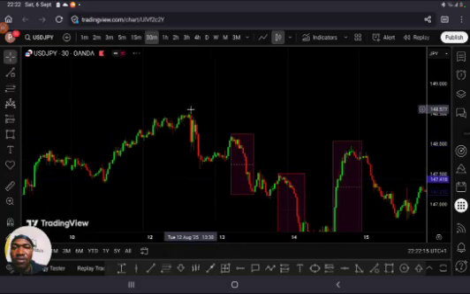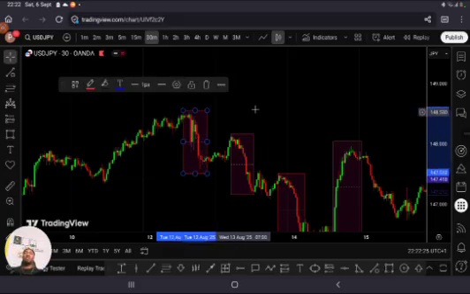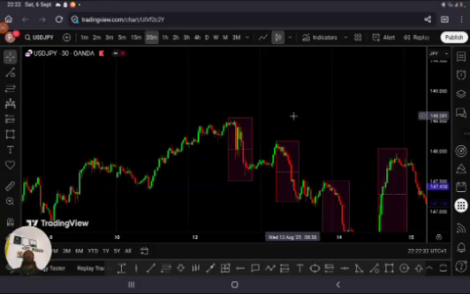Then this one is what? By what time is this? By 12. This is New York. So any pair you are trading, you must try as much as possible to understand the times they move very, very well. If it's GU, GBP, USD, they move very well in London session.